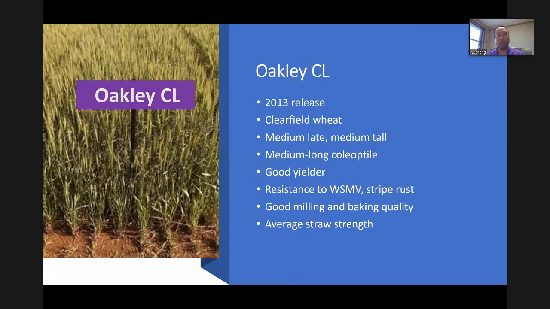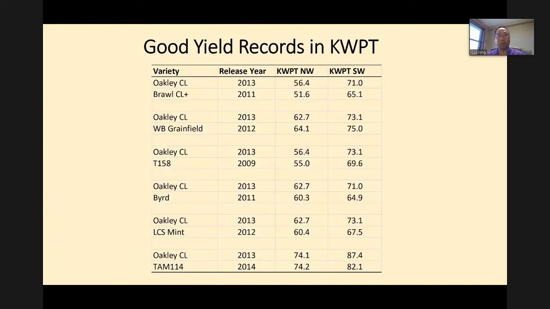The first red I'm going to talk about is Oakley CL. It was released in 2013. It's been quite a few years. It was released for Western Kansas in particular. It's a 1 gene Clearfield wheat. We know Clearfield wheat is very good for fields where you have grassy weeds that are hard to control, like cheatgrass, rye, and jointed goatgrass. Beside that Clearfield trait, it also has very good yield records in the performance test, because it's been in the performance test for like 7 years.